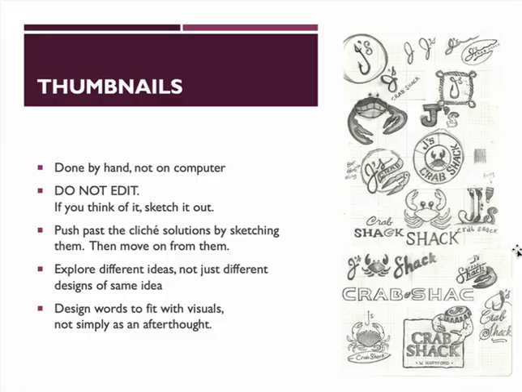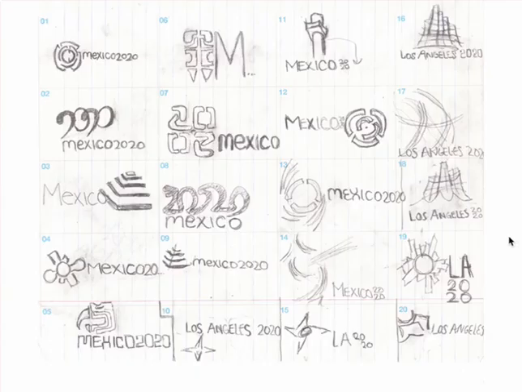Design the words to fit with the visuals, not simply as an afterthought. If you're doing a logo, which the first project is going to be sort of like, a lot of times students will get real busy with creating the visuals, and then they'll just kind of tack on the words afterwards. And you don't want to do that. You want the words to really be working well with the visuals.